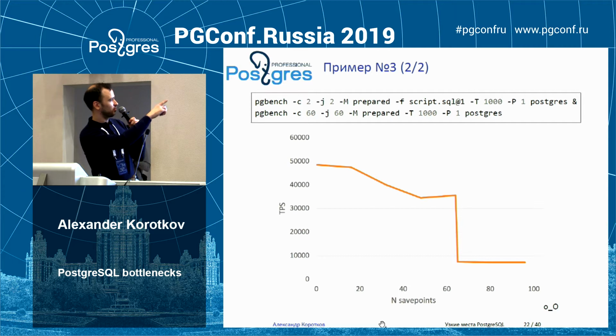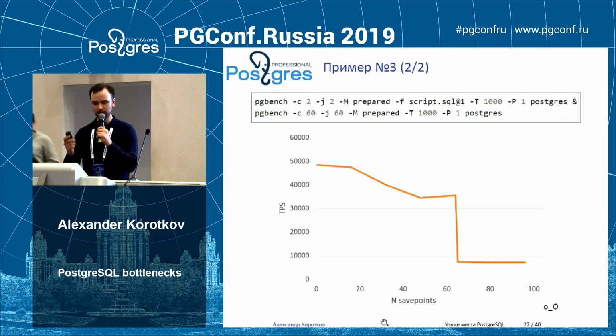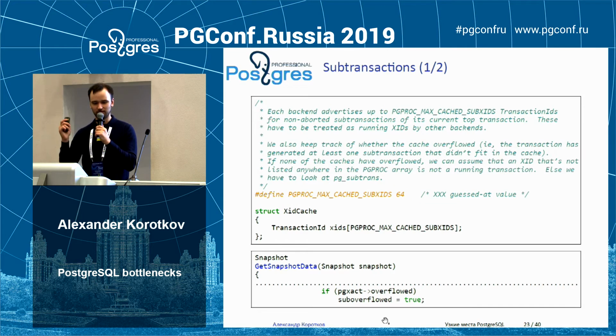Here we have a degradation, a smooth degradation, and then all of a sudden, when we go from 60 to 65 save points, we get a significant 4-time performance drop. It's unexpected behavior if you don't look into the code. It's not quite obvious why it happened this way without looking into the source code. Let's check the reason.